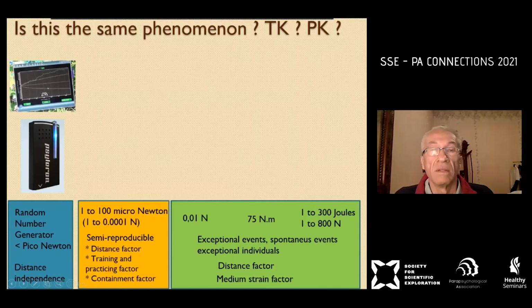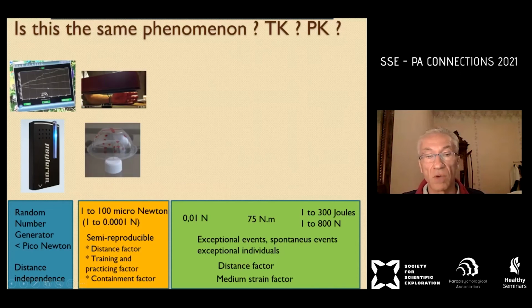So the question we can ask after is, are we in the same phenomenon between what we call micro-PK today, which is random number generator influence? We are in the piconewton range here. In our experiment, we could say between 1 to 100 micronewton. And here we clearly have a distance factor, a training and practicing factor, and a containment factor.